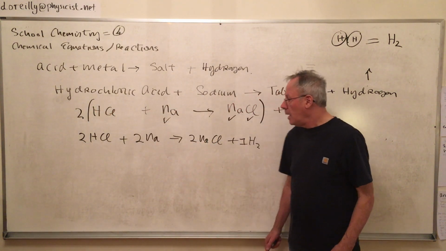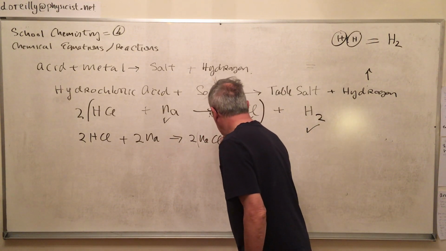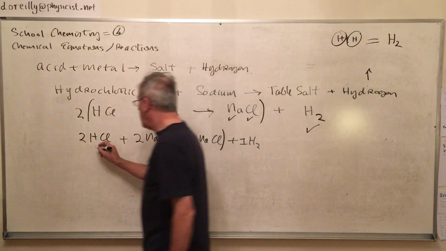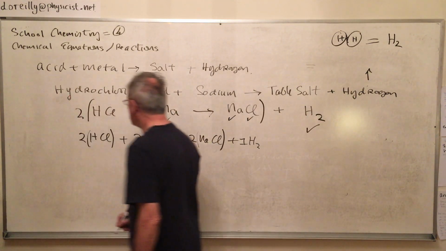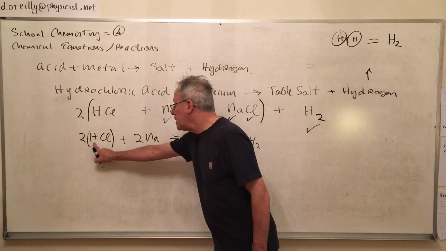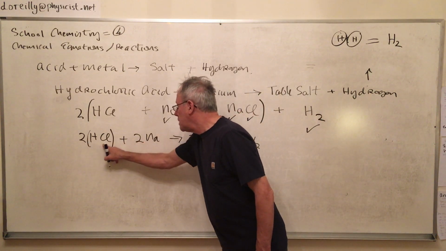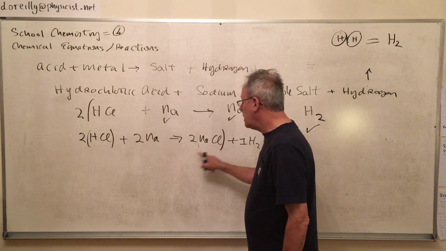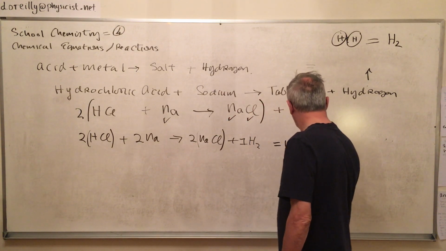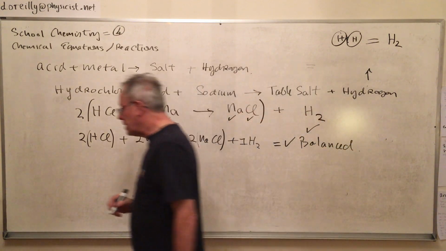Let's check for all the atoms now. 2 NaCl really refers to twice this whole guy here. 2 HCl really refers to twice this whole guy here. We could use the brackets. So we have 2 hydrogens here and 2 hydrogens here, 2 chlorines here, 2 chlorines here, 2 sodiums here and 2 sodiums here. So it's balanced. So that equation is now balanced.